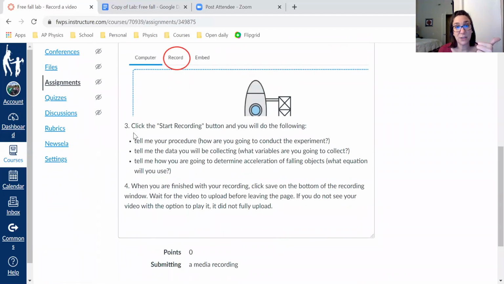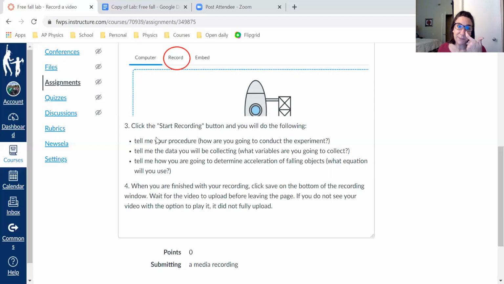You're going to tell me your procedure. So how are you going to conduct the experiment? I don't expect you to sit here like this and go, hi, this is my procedure, this is what it is. You don't have to do that. But if you have access to a camera, I would like you to explain your procedure to me. Sometimes when you explain it or when you vocalize it, you realize there's certain errors in it where you're like, ooh, that doesn't make sense. I skipped like 5 steps. So that's why I want us going through that process.